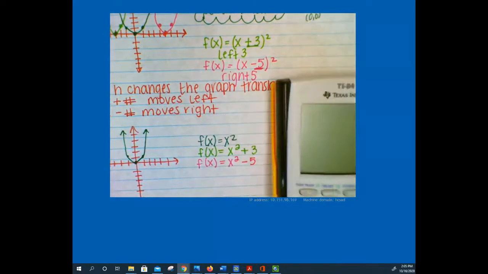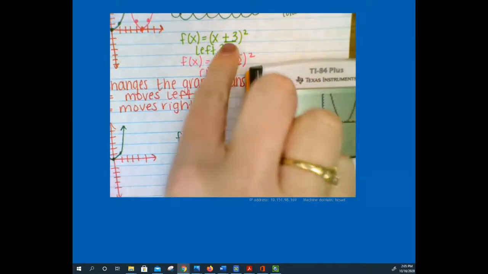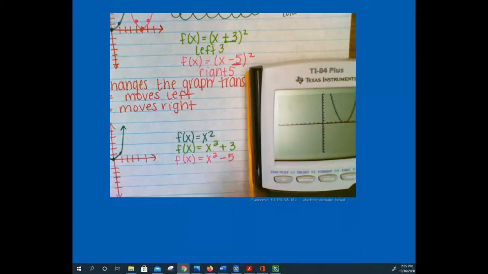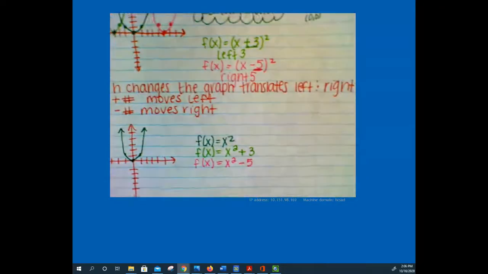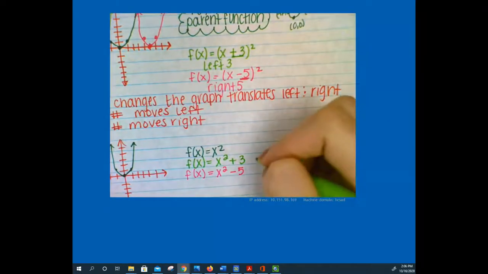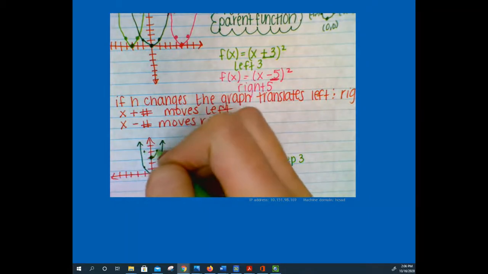Okay, let's see. You'll notice I used the same numbers, but in here the 3 was inside the parentheses, and now it's just out here. x squared plus 3, graph. Oh, it looks like it moved up. It was at 0, 0, and it went up. Yep, 1, 2, 3. So this made the graph go up 3. So my vertex will go up 3, and I'd still have these.